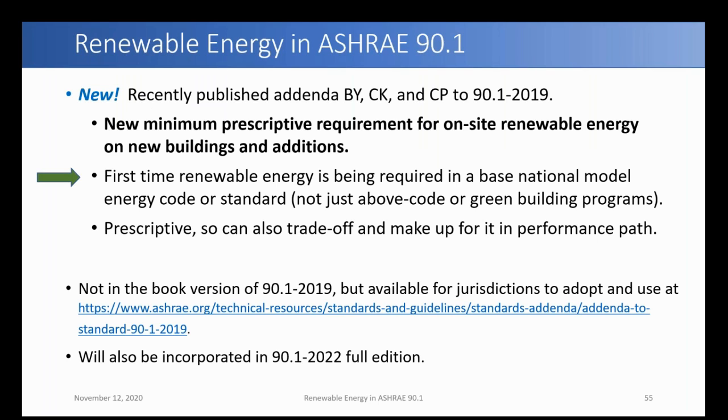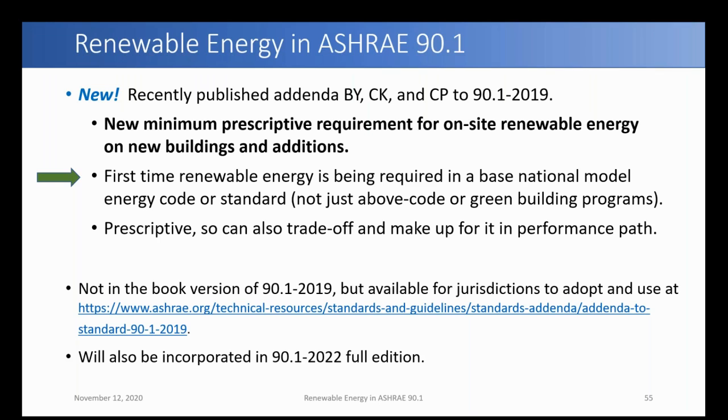But what we wanted to talk about today here is what's new and what's coming in ASHRAE 90.1. So this is new. There are 3 addenda, all related to on-site renewable energy, that are done. They are now published. BY, CK, and TP are the letters that go by. And this is a new prescriptive requirement for a minimum amount of on-site renewable energy on all new buildings and additions. And we'll talk about the specifics here in a minute.